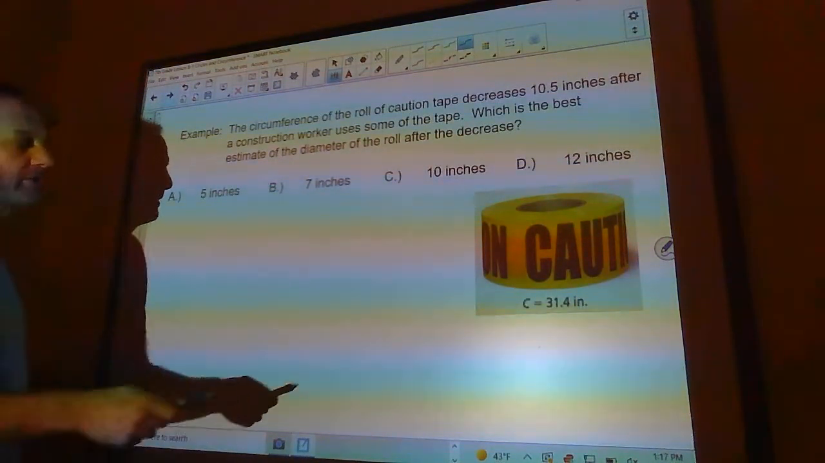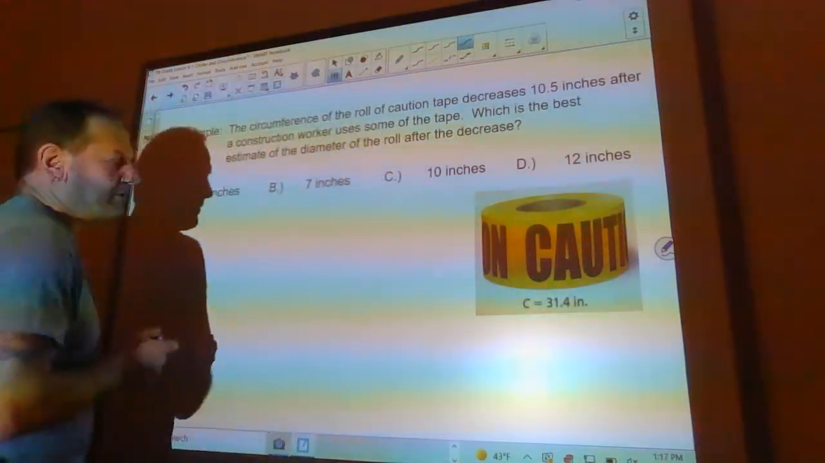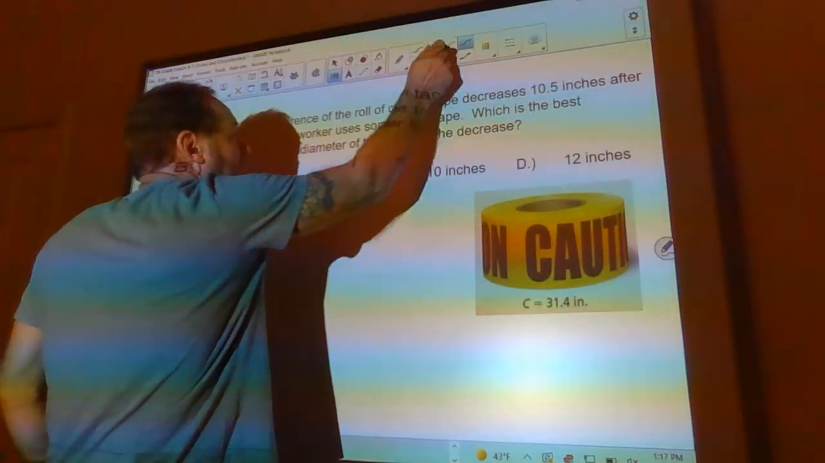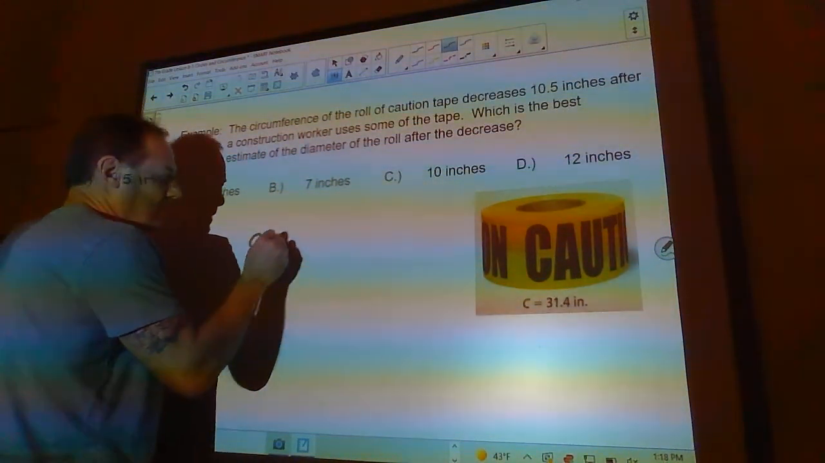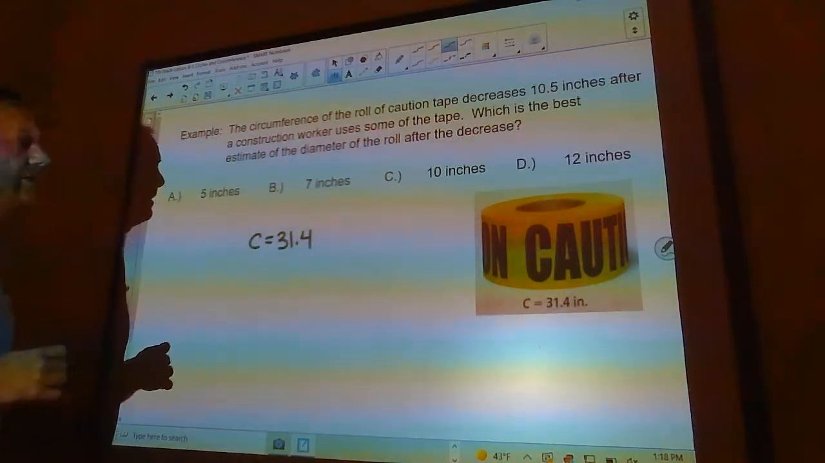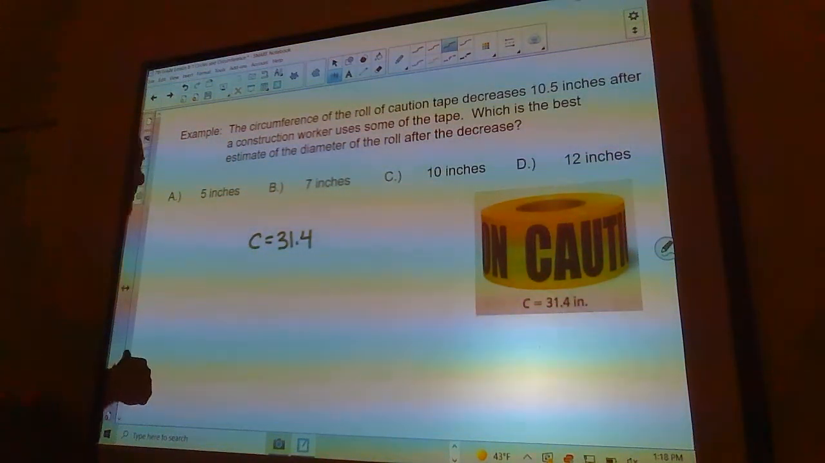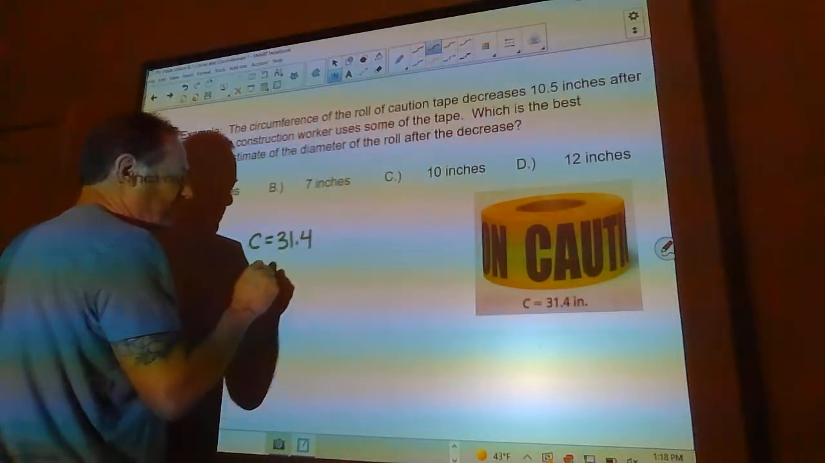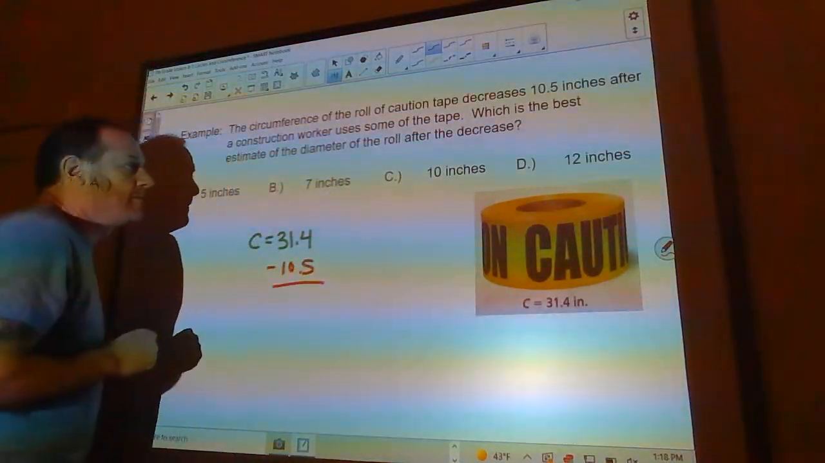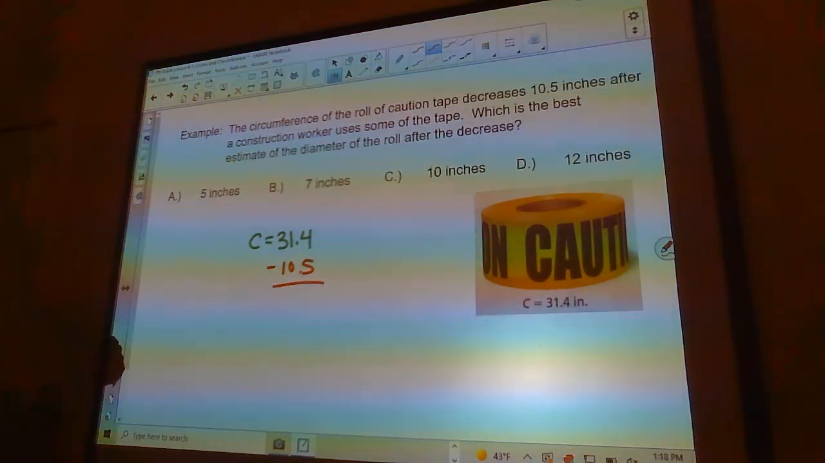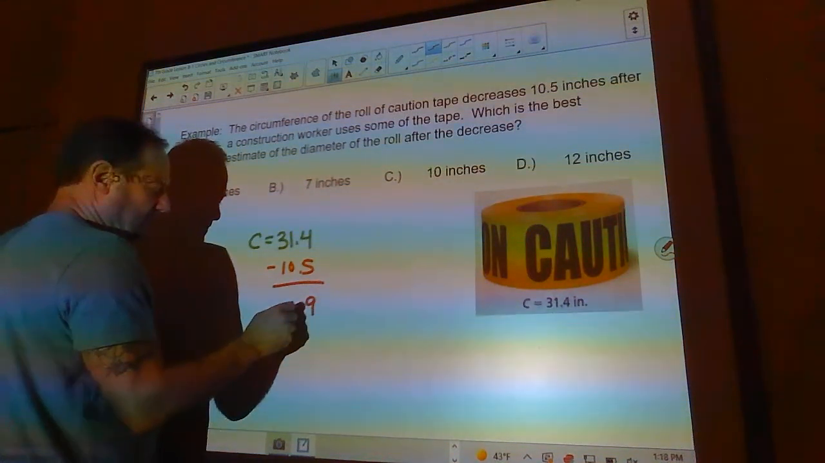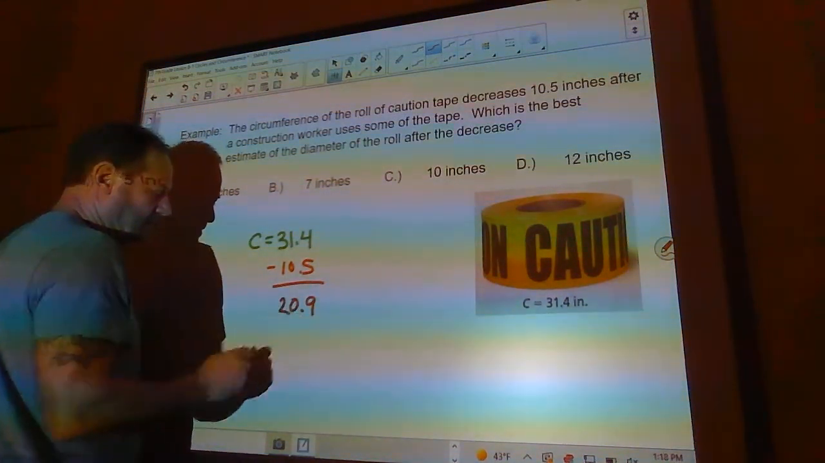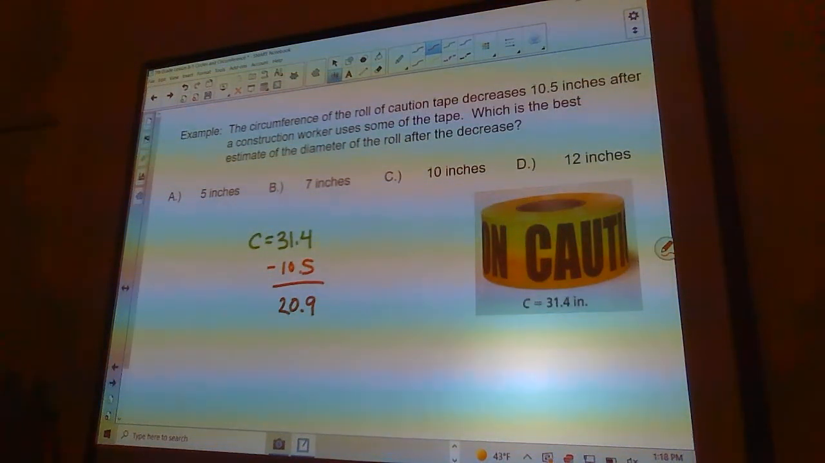Okay, so it tells me here that the circumference of the roll of tape was 31.4 inches. So we're going to go ahead and figure out, let's see, the circumference was 31.4, and then it decreased 10.5. So we're going to go ahead and subtract 10.5 out of there. And so that's going to be 0.9, it's going to be 0, and that's going to be 2. So it's now 20.9 inches.